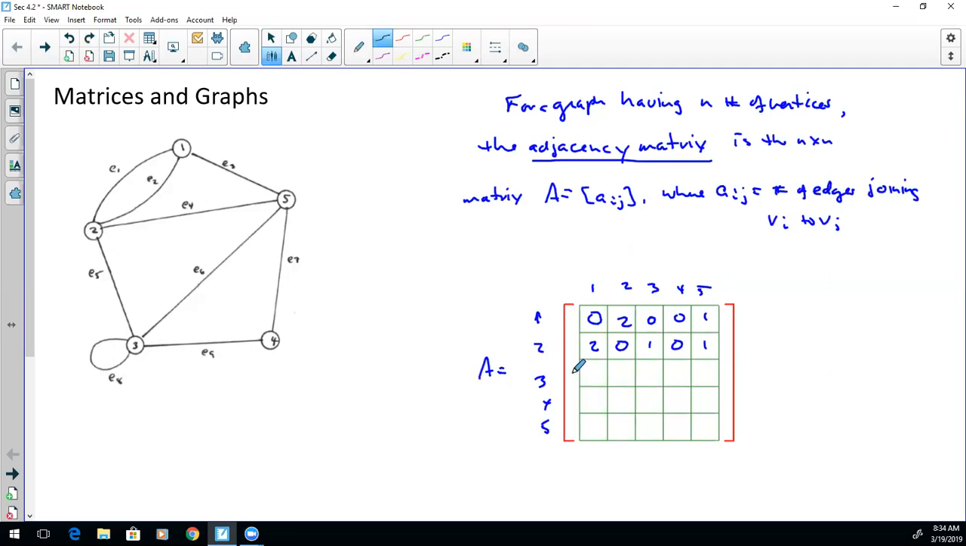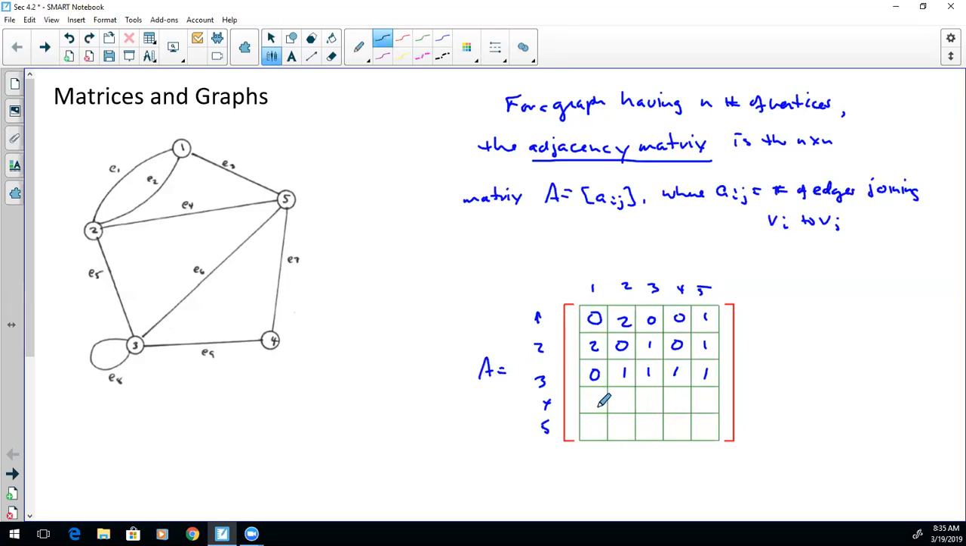Okay. Third row. How many edges join vertex 3 to vertex 1? None. 3 to 2, 1. That would be edge 5. 3 to 3, yes, there is one that joins 3 to 3. Okay. 3 to 4, there's one that joins 3 and 4. And 3 to 5, there's one that joins 3 to 5.